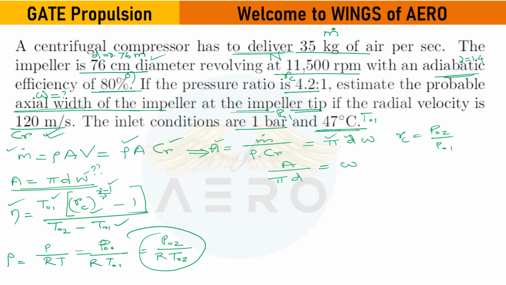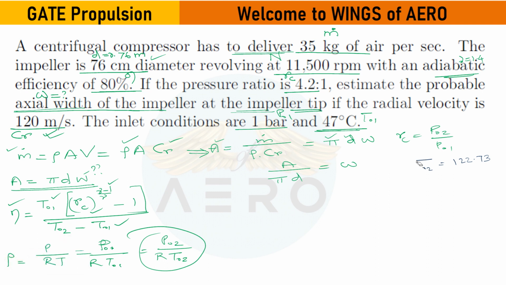And getting T02 is 122.73 Kelvin. Just a second, which value? T02 is equal to 122.73 Kelvin. Can you repeat once again? 122.73 Kelvin, ma'am. No, I think there is a mistake. It's not that.